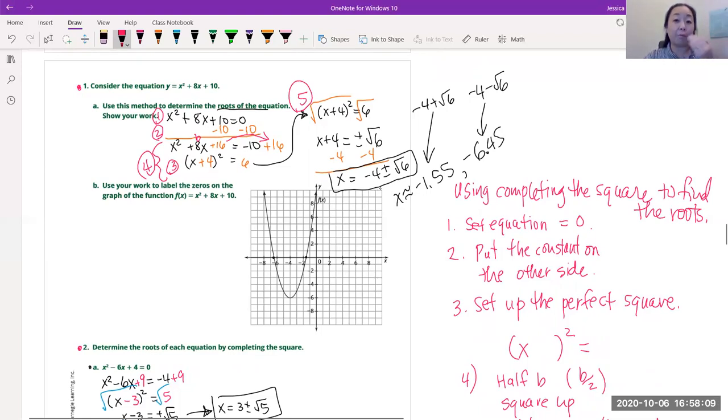If you need to graph it, please actually put it in a calculator, because where on the graph is -4 plus square root of 6? I don't know. So give me an actual number that I can relate to. So if we plug that into the calculator, that's going to be at negative 1.55, and that's going to be at negative 6.45, which looks about right. So we're good. Okay, that's a good check.